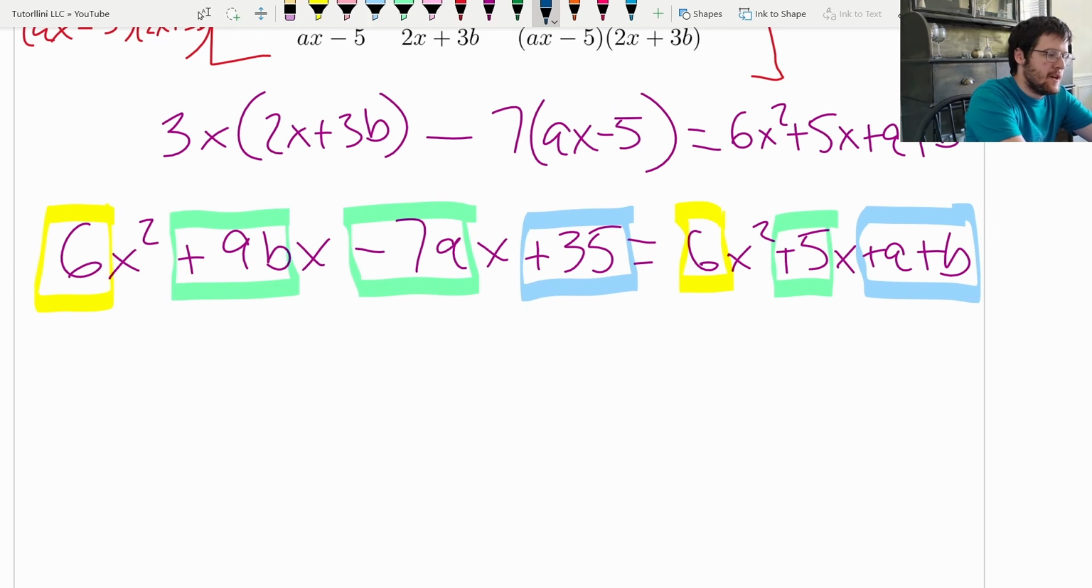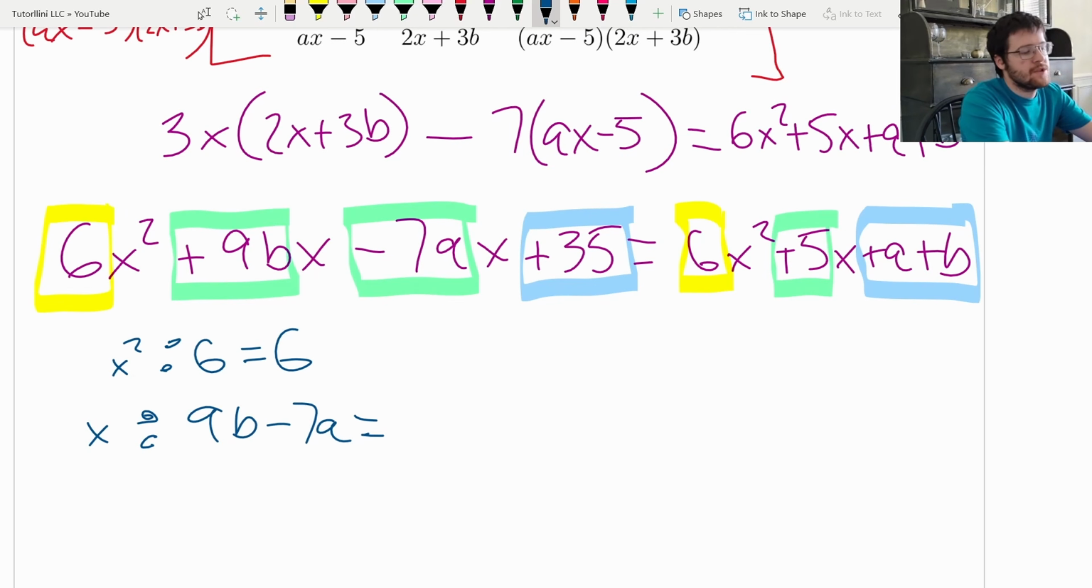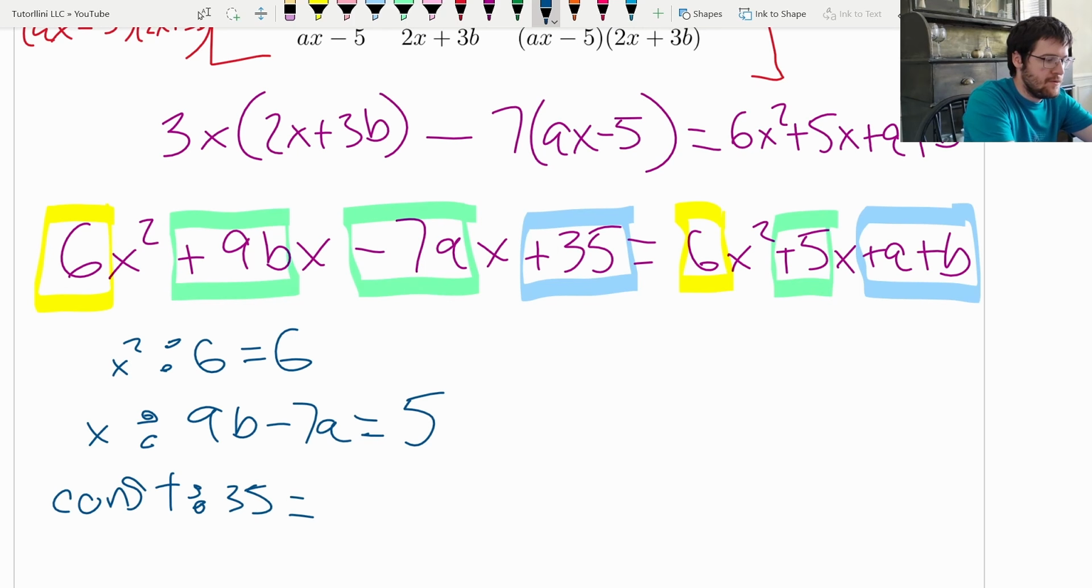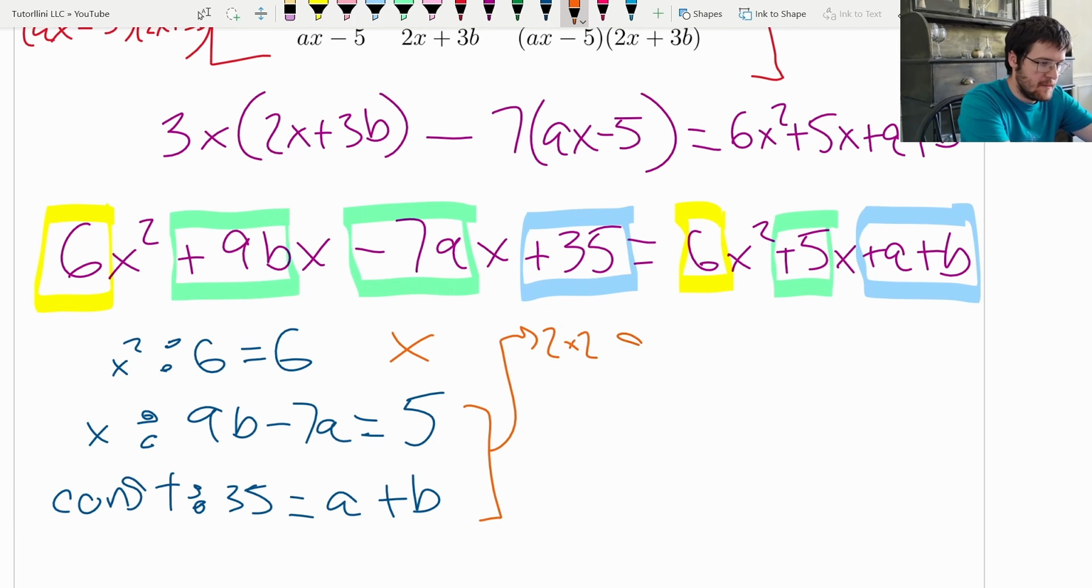So we look at the x squareds, and we get 6 equals 6. That doesn't really tell us much. For the x's, though, we get 9b − 7a = 5. And then for the constants, we get 35 = a + b. You see the 6 equals 6 doesn't really tell us anything. So it's not wrong, it's just not really helpful. But those second two form a 2x2 system, and you can solve this using whatever method you want.